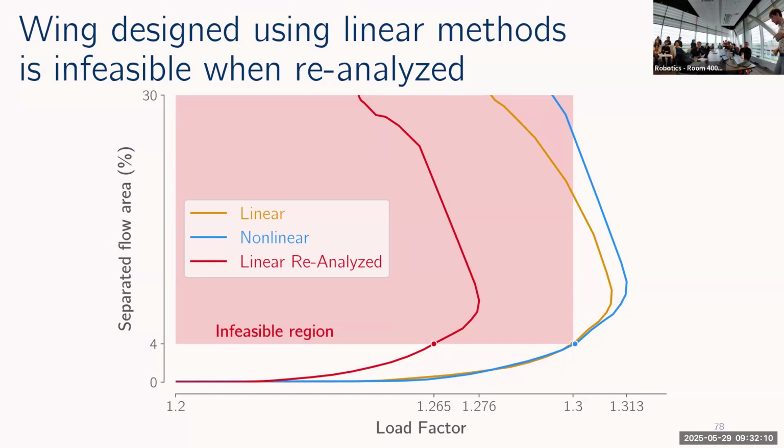But when I take the linear design, reanalyze it with the nonlinear model, I lose about just over 10% of that margin, which, to be honest, I'm not entirely sure how significant an effect this would be in reality, but I think you could argue that that's more significant than the differences we saw before.